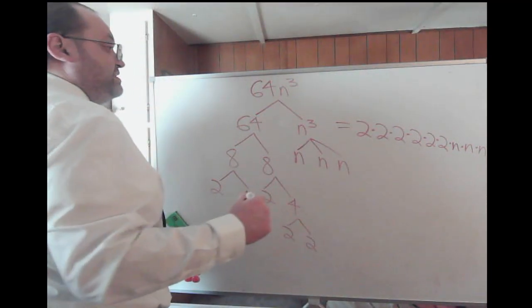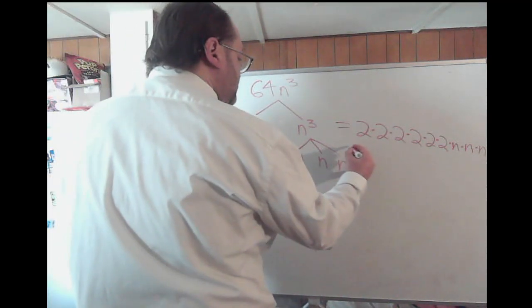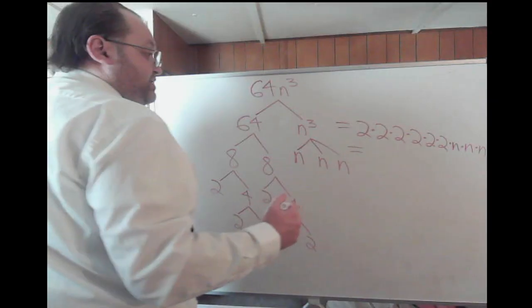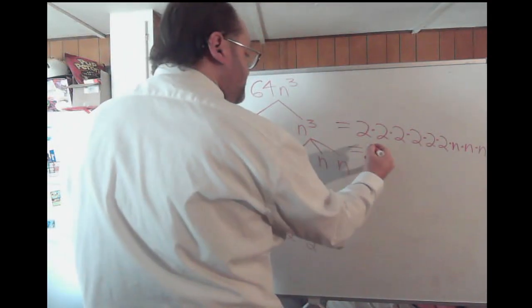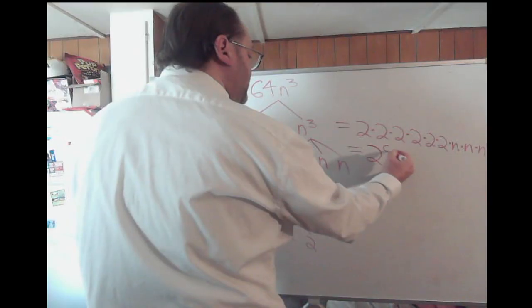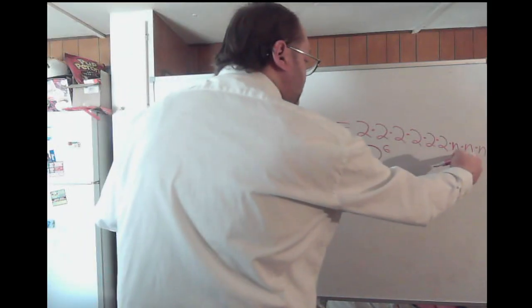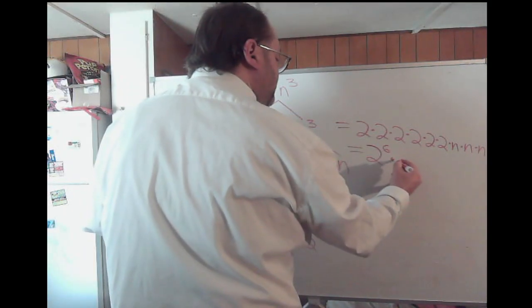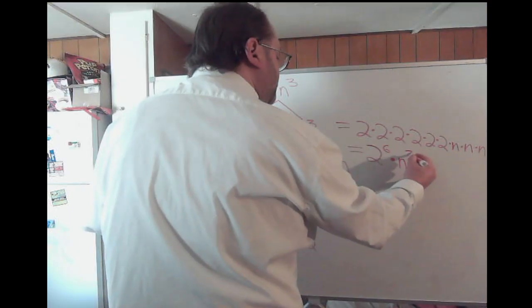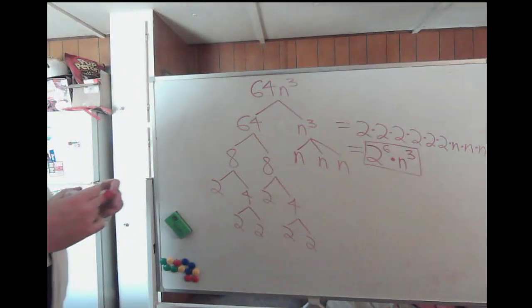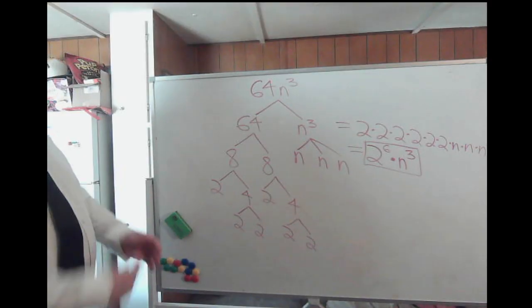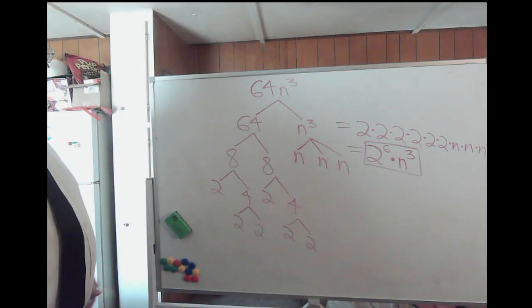Well, there's got to be a simpler way to write this. Well, there is. We have repeating 2's. So we have 1, 2, 3, 4, 5, 6 2's. So you can write that as 2 to the 6th power. And then you have n times n times n. That would be n to the 3rd power. So your prime factorization for this is going to be 2 to the 6th times n to the 3rd power. That would be your prime factorization of 64n cubed.